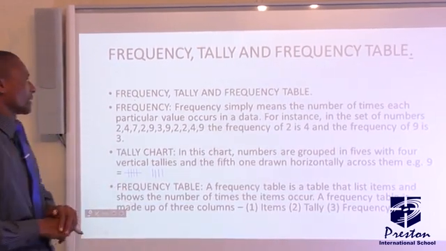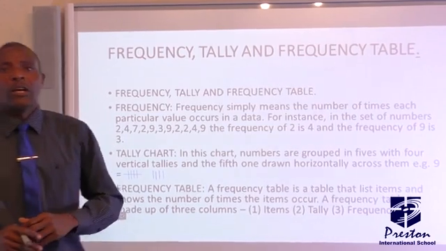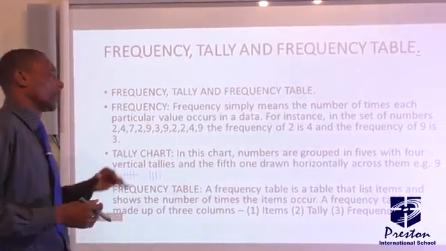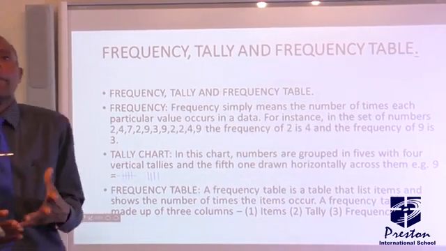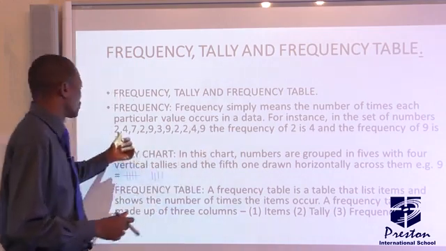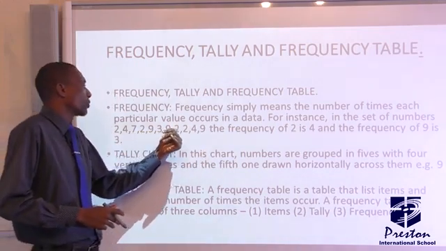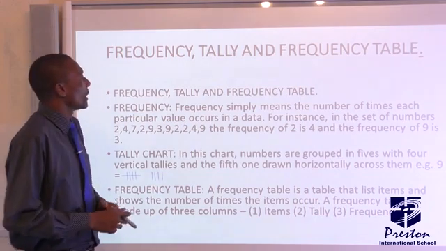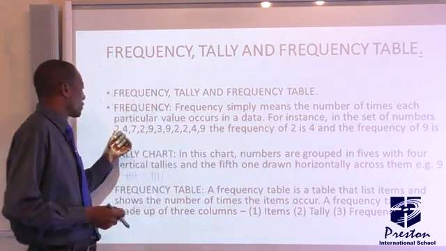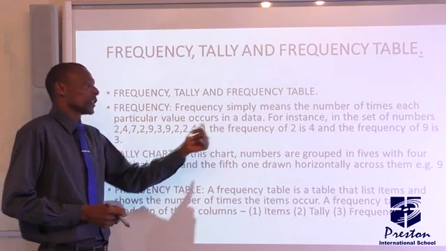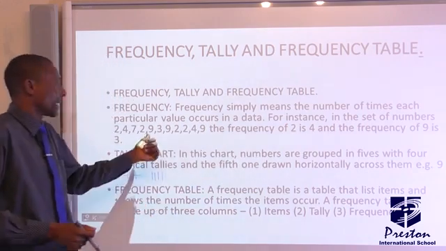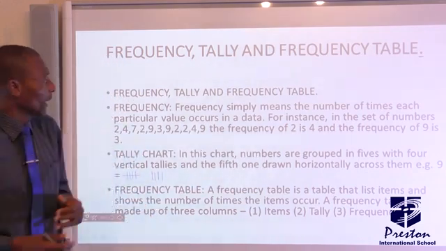The first one is frequency. Frequency simply talks about how often, or how many times, or the number of times a particular value or number appears in a given data. For example, in a set of numbers 2, 4, 7, 2, 9, 3, 9, 2, 4, 4, and 9, the frequency of 2 is 4. How? If you look at 2 here, 2 appears 4 times. So the frequency of 2 is 4. And we say the frequency of 9 is 3 because 9 appears 3 times in the given data.